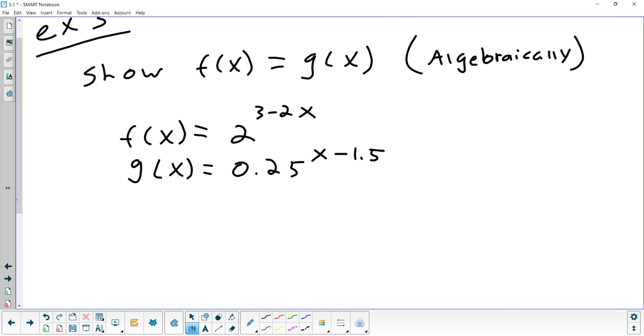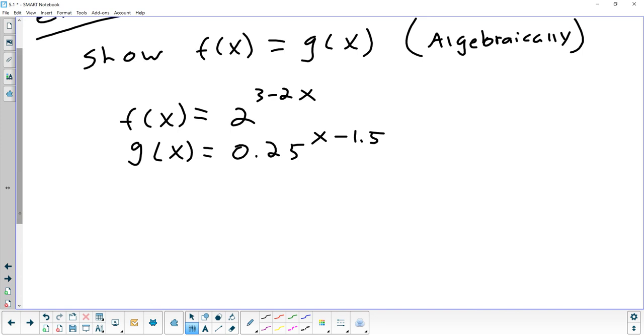All right. So let's show that these two things are really the same. They look different, but they're not different. You can start with either one of them. You can start with f of x and try to change it into g of x, or you could start with g of x and try to change it into f of x. Let's start with f of x and see if we can get it to look like g of x. Anybody see something I could do to f of x? And then it would look a little bit more like g of x. It's going to take a few steps.